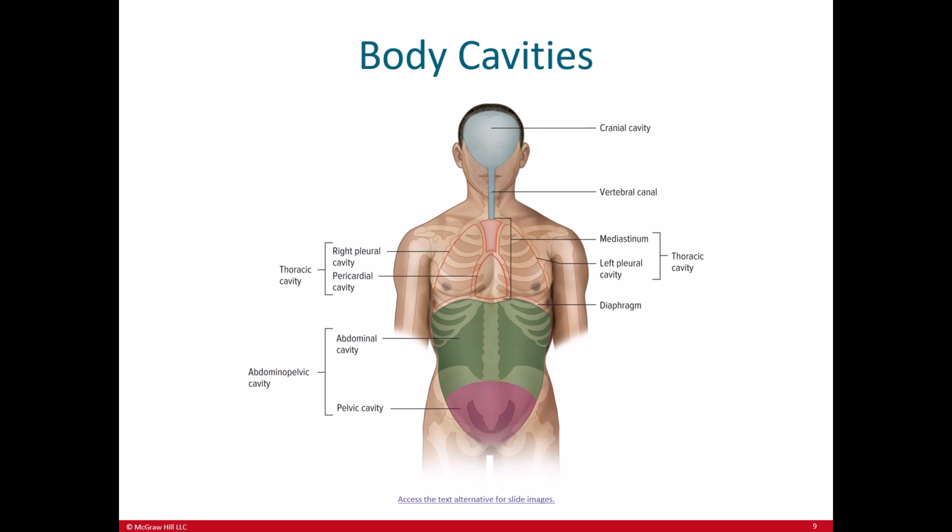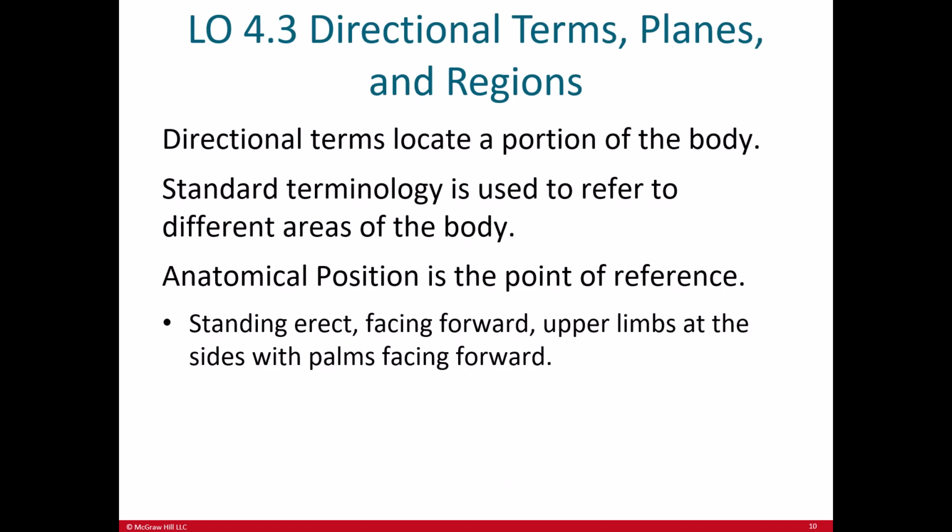All right, 4.3, directional terms, planes, and regions. You're going to use this, you'll see it, learn it, love it, live it. All right, directional terms locate a portion of the body. Standard terminology is used to refer to different areas of the body. Anatomical position is the point of reference: standing erect, facing forward, upper limbs at the sides with the palms facing forward. That is an example of the anatomic position, which we will see on the next slide.